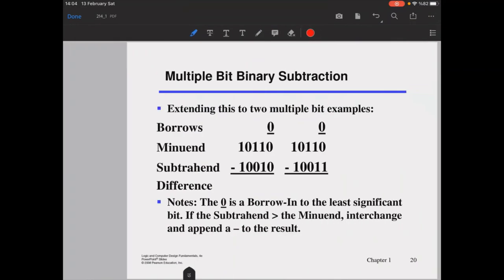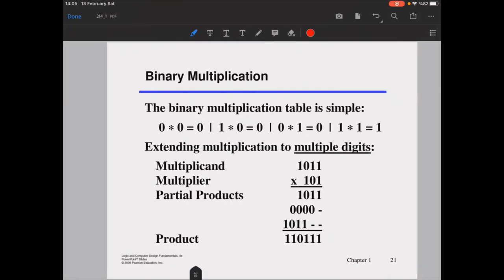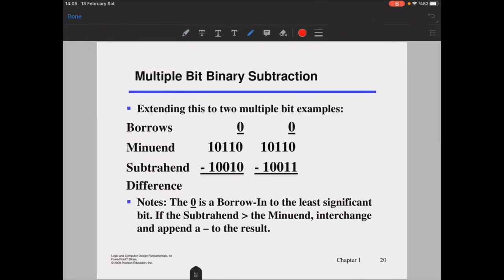Now let's take a look at this. Let's solve the example on the left hand side first. Just do what I told you in the previous slide. Just pay your debt first, okay? 0 minus 1, and I don't have any debt at all, so it's 0. And do I produce any borrow for my neighbor here? No. So that's the idea.